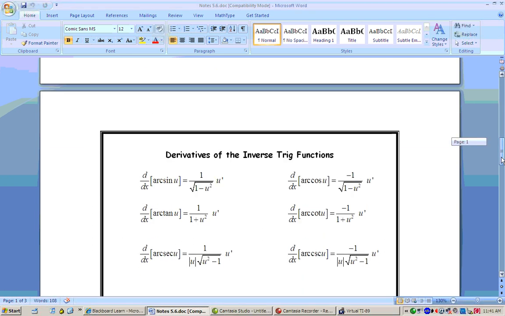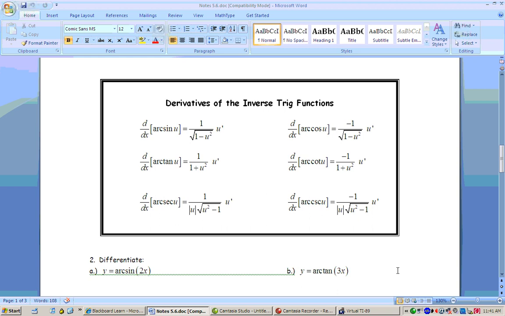Okay, more formulas. Yes, you do have to memorize them. However, the good news is that it looks like there's 6 of them, but there are really only 3. Because what's the relationship between the derivative of arc sine and the derivative of arc cosine? Arc cosine is just negative. Same thing with arc tan and arc cotan. If you know the derivative of arc tan, arc cotan is just the negative of it. Secant and cosecant. So all of your co-functions, cosine, cosecant, cotangent, are negatives.